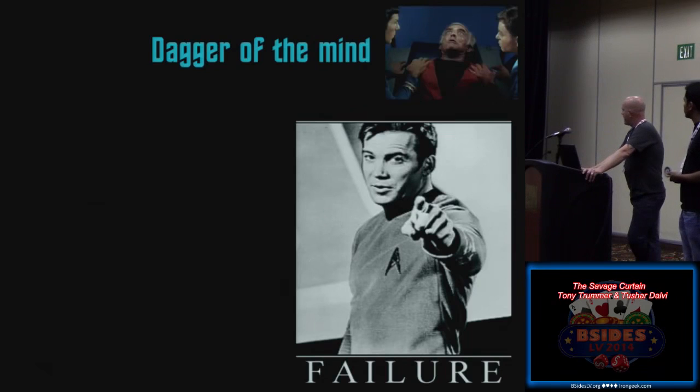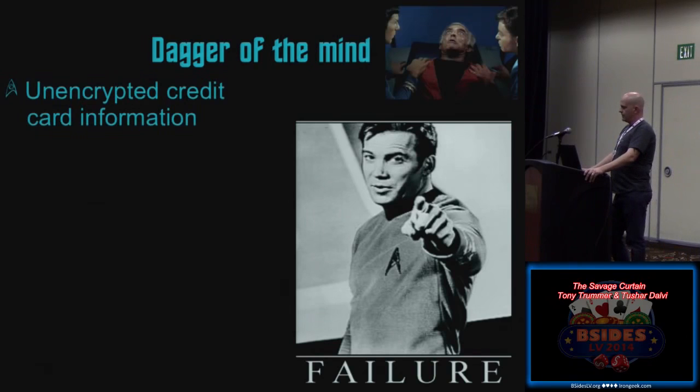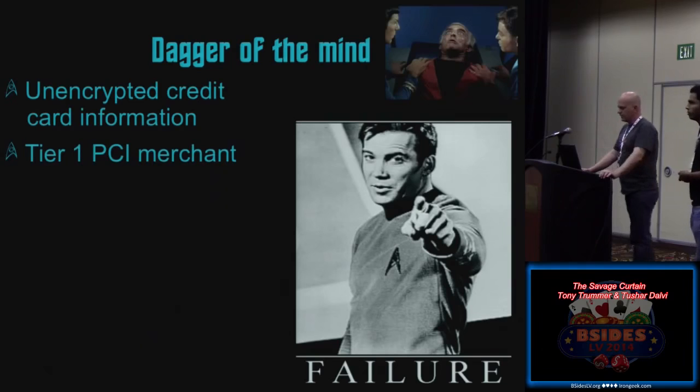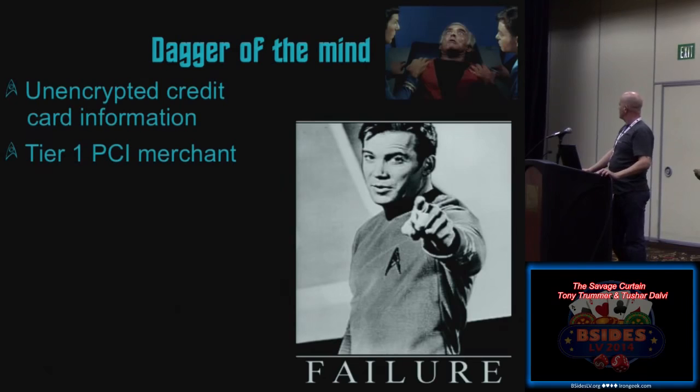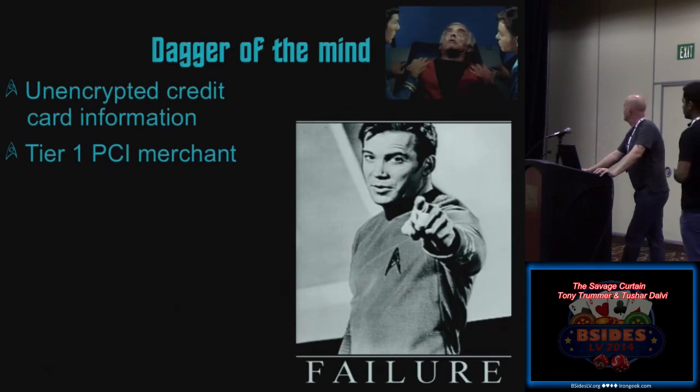Obviously, for an app to be pony-worthy, you have to leak credit cards, right? So we had unencrypted credit card information. The difference here is that they're a tier 1 PCI merchant, right? So we're talking about scale. Obviously, tier 1 status means you process lots and lots of credit cards, right? I'm pretty sure, last time I looked at a PCI checklist, there's something about encrypting using SSL in there. I'm not 100% sure on that, but I'm pretty confident.